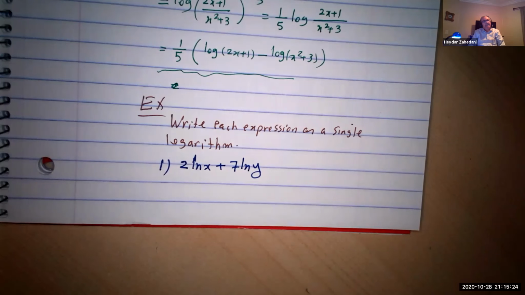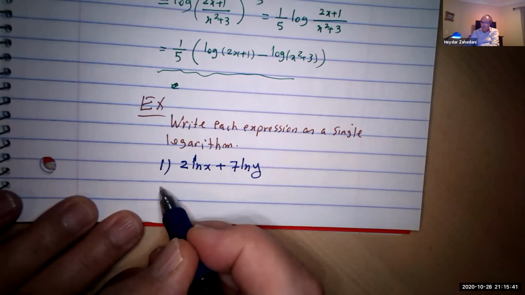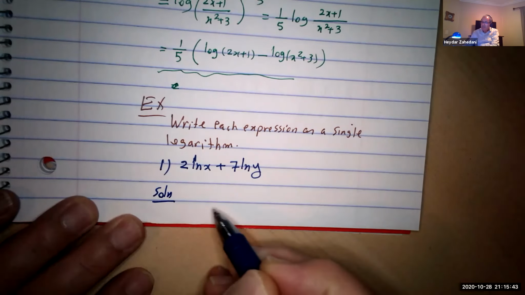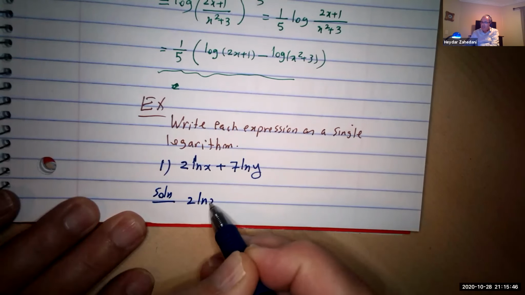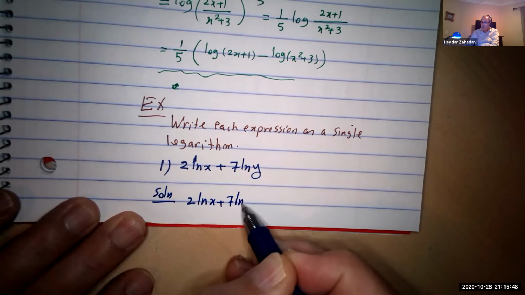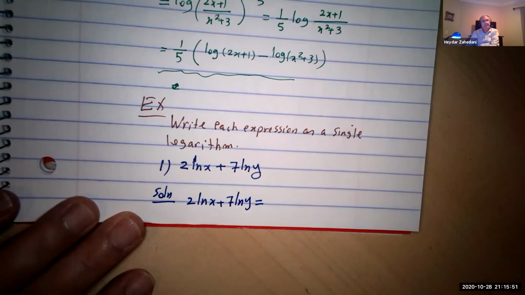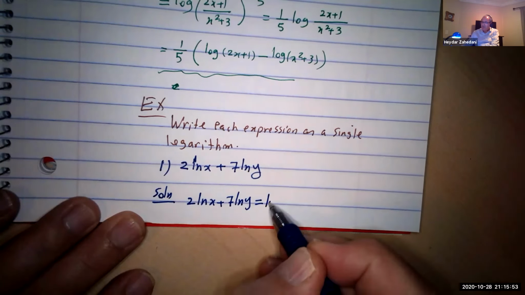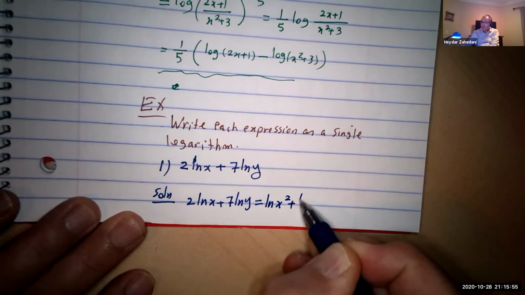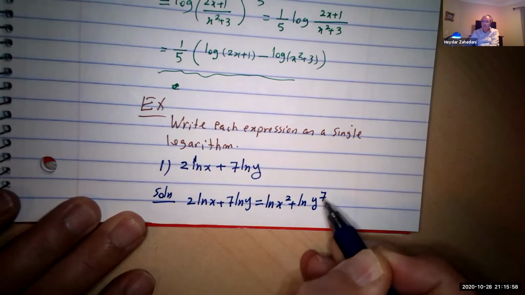So step 1, move the coefficient up. Step 2, any sum of two logs is going to be a single log with the product. Any difference would be a single log with the quotient, and then you're done. It's not a big deal, and there are only very limited cases. So 2 ln x plus 7 ln y is equal to, so we move the numbers up, ln of x squared plus ln of y to the 7.